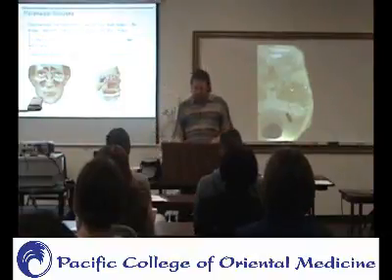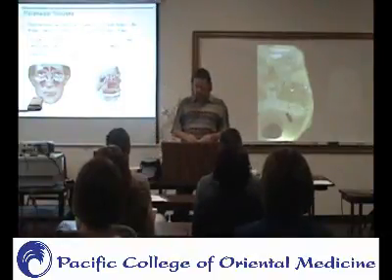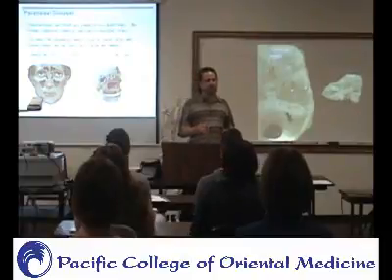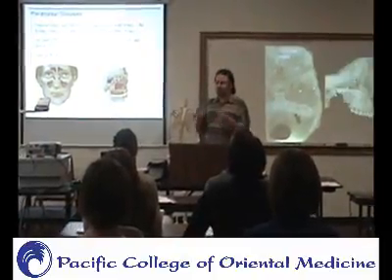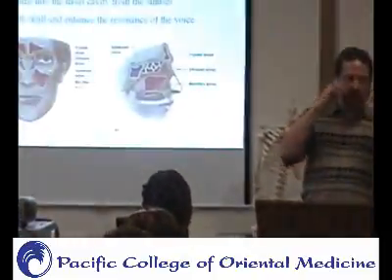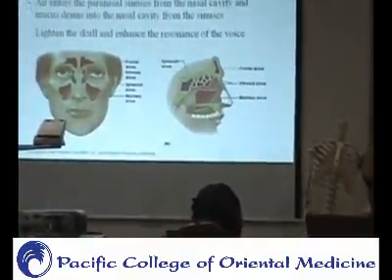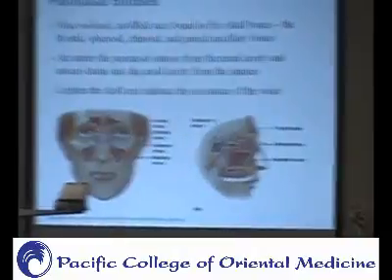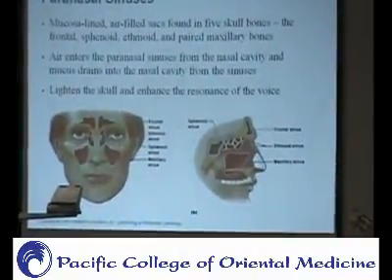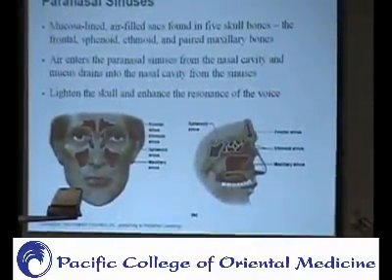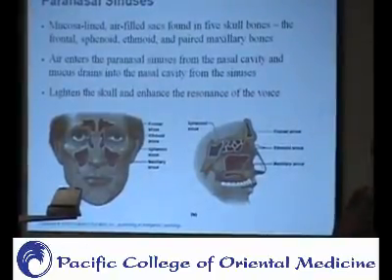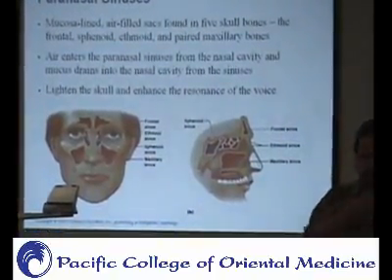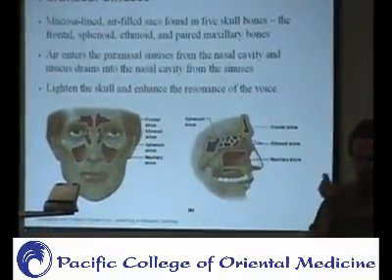And then you have the paranasal sinuses. Those are basically air-filled sacs. Most of them are going to have openings where they'll drain out into the nose and the throat. They're air-filled sacs in 4 of the skull bones: the frontal bone, the sphenoid, ethmoid, and the maxillary bones. So then air enters into those sinuses and can flow in and out.